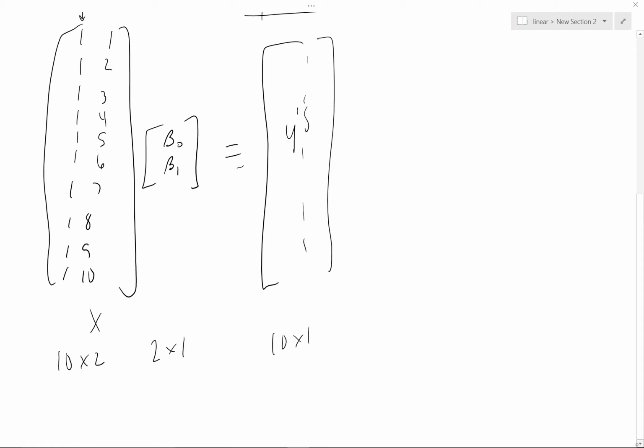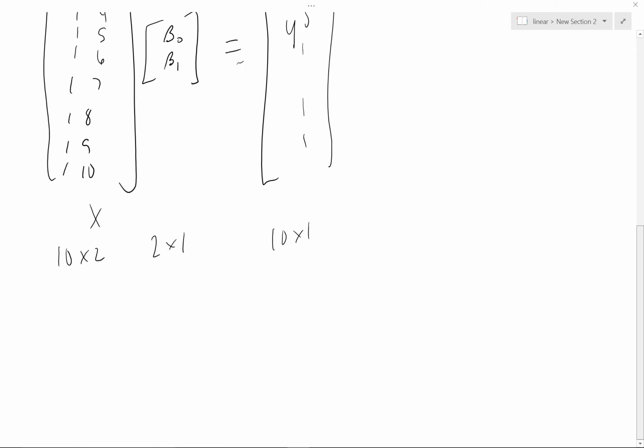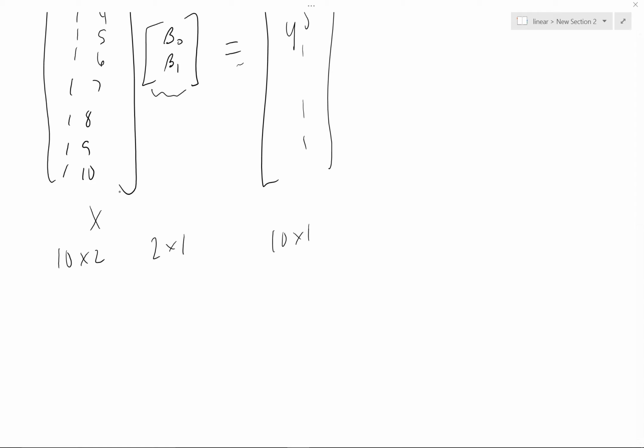Now to do this, I need to solve for my beta matrix. This guy right here, I need to solve for it. Well, how am I going to do that? We need to get rid of x. How are you going to get rid of x? Ooh, I'll do the inverse. No, you won't, because the inverse does not exist, because it's not a square matrix. So first things first, I have x times beta is equal to y.